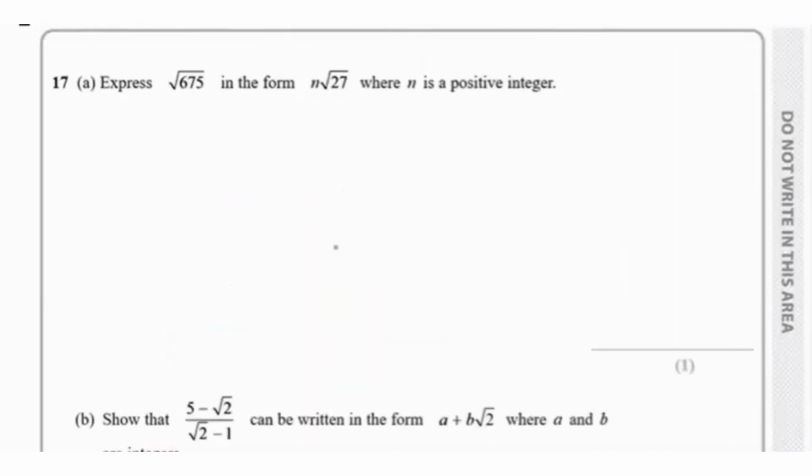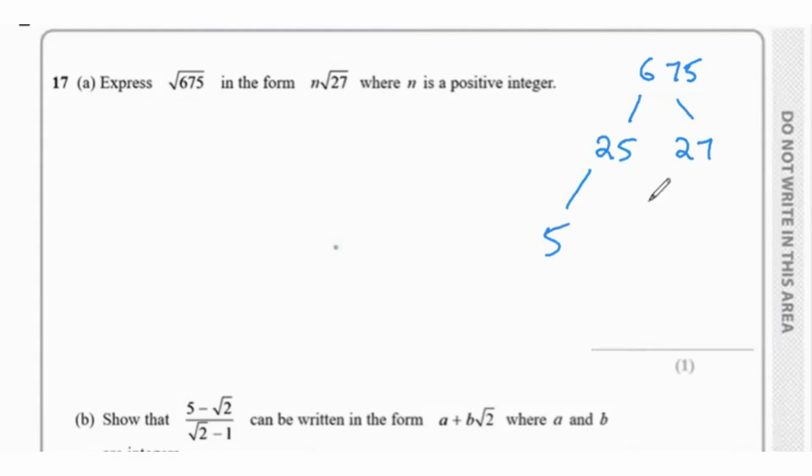Then it says express root 675 in the form of n root 27, where n is a positive integer. So again, very similar to prime factorizing a number and bringing it down in the form as asked in the question. So what we'll do is we'll break down 675 into its factors. So 675 will obviously be divisible by 27 because they want 27 in the root. So 675 divided by 27, that's 25.